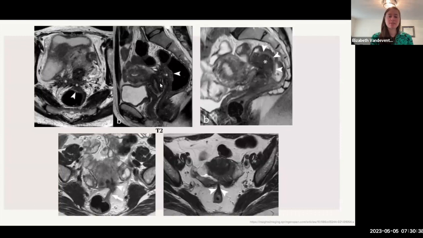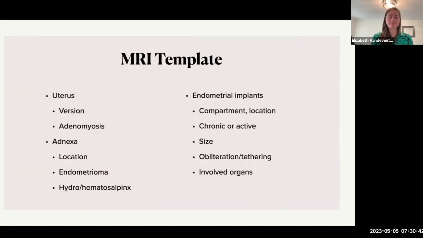Again, T2 hypointense with areas of T2 hyperintensity compatible with a cellular deposit. When we're performing these MRIs, we want to really make sure that we look at each site, particularly when we're talking about obliteration of certain spaces. It's important to have a formula in order to realize what you don't see is actually pathology.